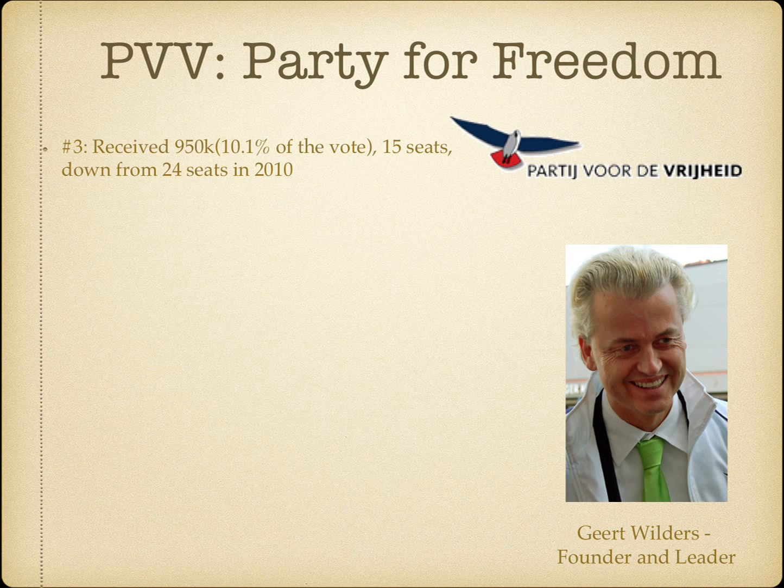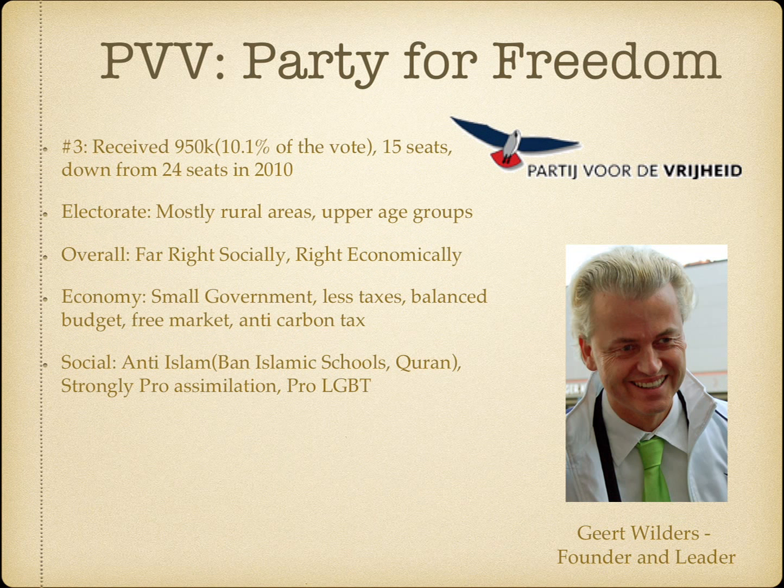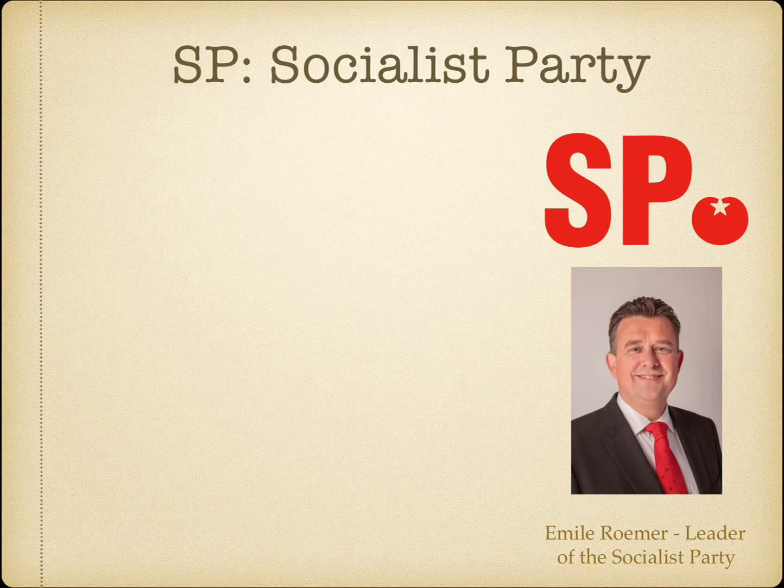And then there was the PVV, which is the number 3 party with 15 seats. It appeals to rural areas and is a typical right-wing party. It supports a free market economy, and socially it stresses Dutch nationalism and resistance to Islam. It is resistant to immigration, and it does not support the EU. The only reason the election in 2010 happened was because this party and the VVD dropped their alliance over differences pertaining to the EU.